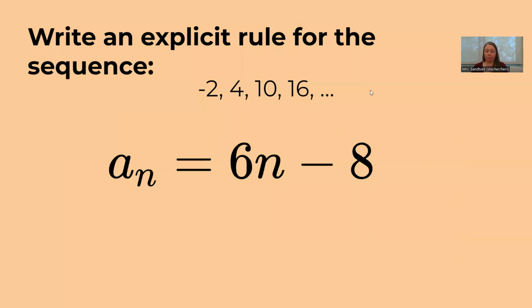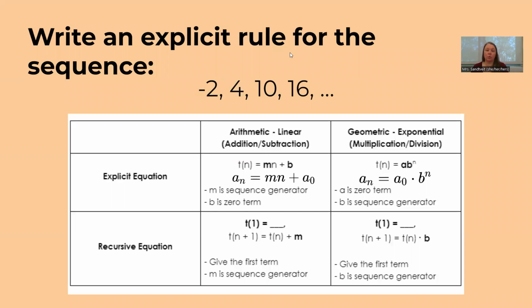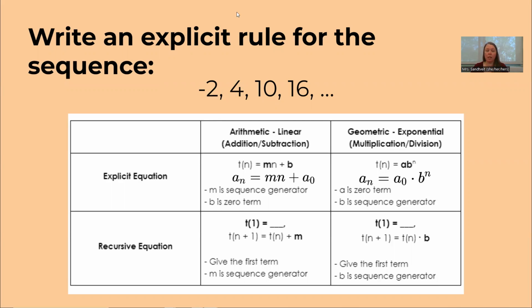Okay. So if we go back here, it says write an explicit rule. So an explicit rule means if I want to get the 100th term, I can plug 100 into my rule and bam, I will have that 100th term. Recursive, and we'll see this, means if I want to get the 100th term, I have to crank out the first 99 terms first, which is going to be really tedious. Okay, but then there are some sequences that you just can't write an explicit rule for, so that's why we have them around. Okay, so write an explicit rule for this sequence.